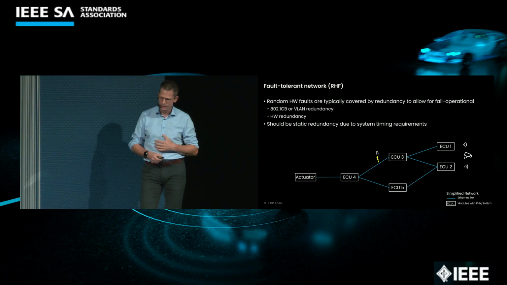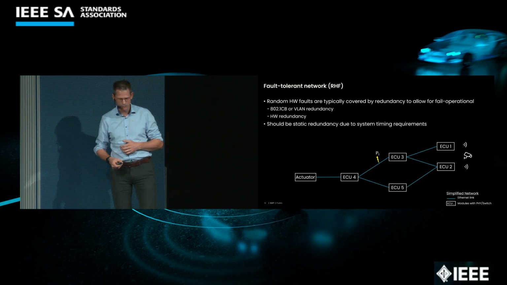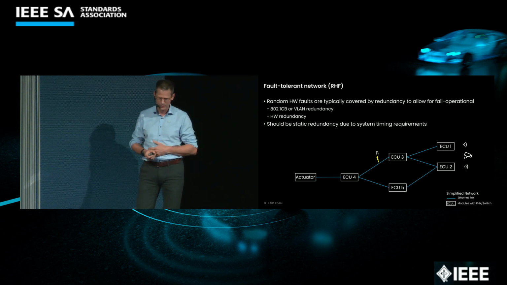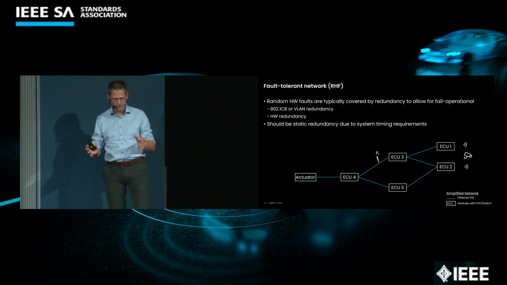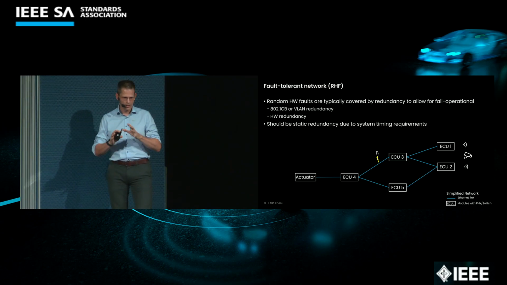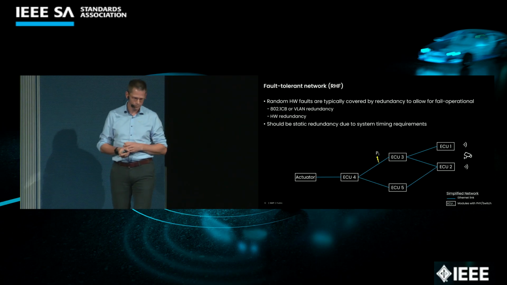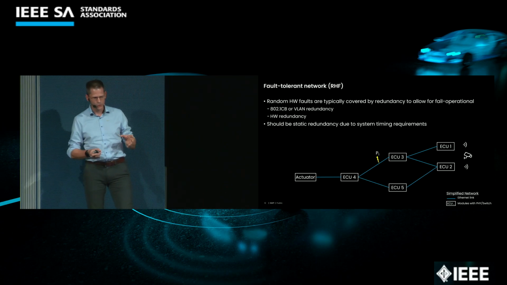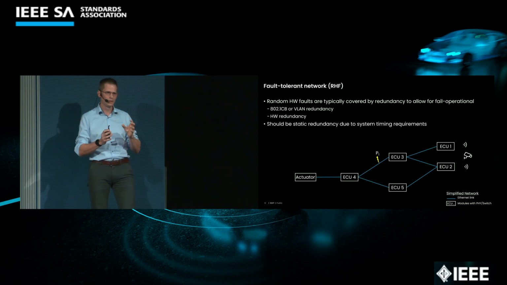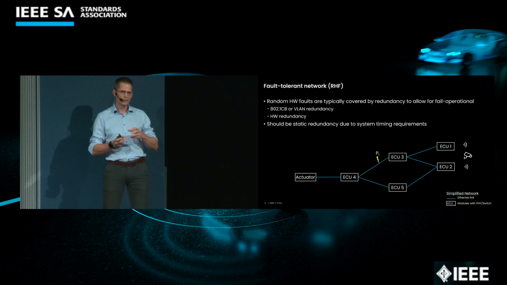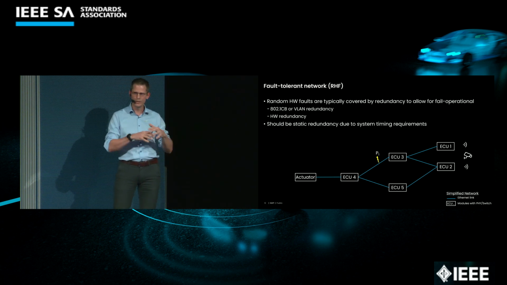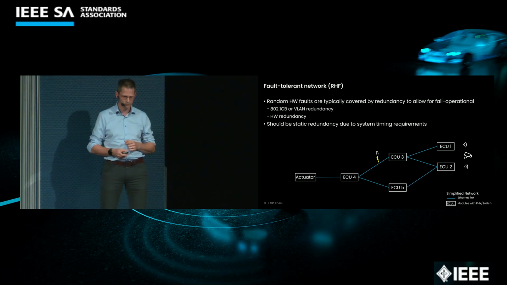I made a very simplified network diagram. You have some ECUs, they are connected, and they might have redundancy over CB or VLAN redundancy, so it's a hardware redundancy in the network. We also see that it should be a static redundancy. Sometimes there are ideas of switching off or reconfiguring the network in case of a fault, but the timing requirement typically doesn't allow it. So we need something which is permanently active.